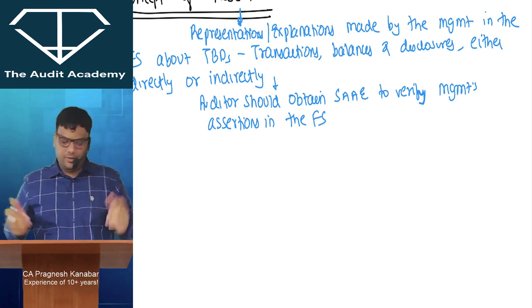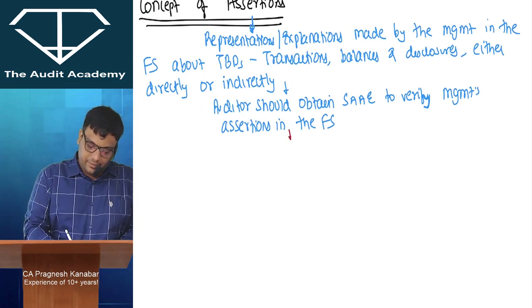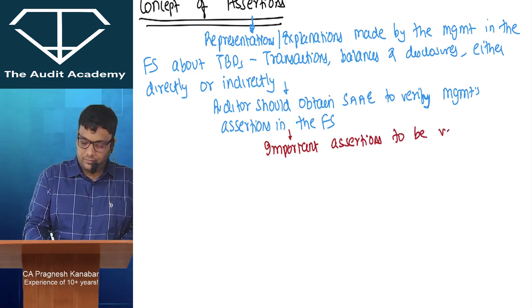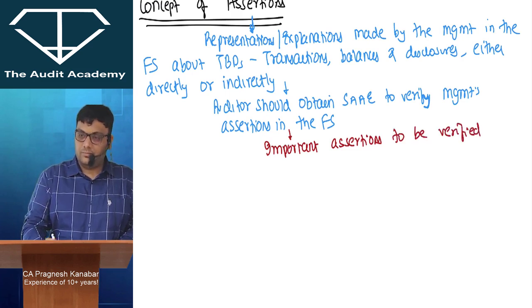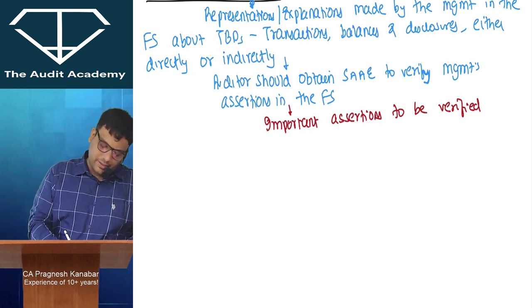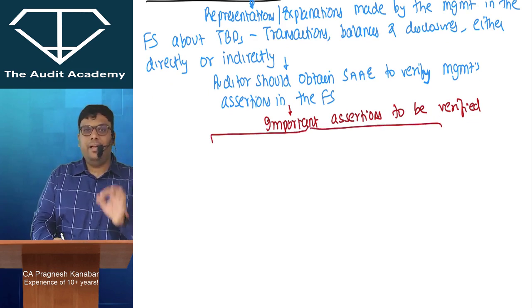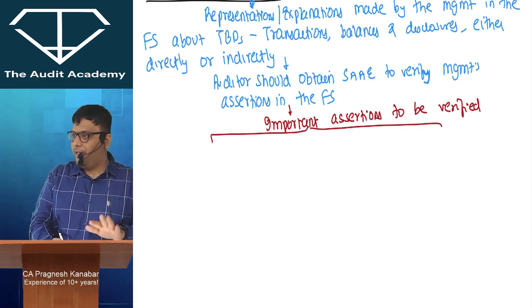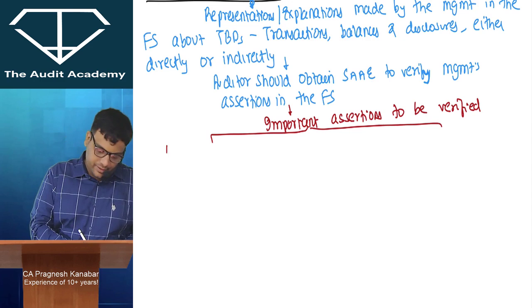But again, we need to discuss practically. Important assertions to be verified. What are the important assertions to be verified? See, main thing is balance sheet and P&L. Cash flow statement is just a derivation. Main thing is balance sheet and P&L. In P&L, you see transactions.